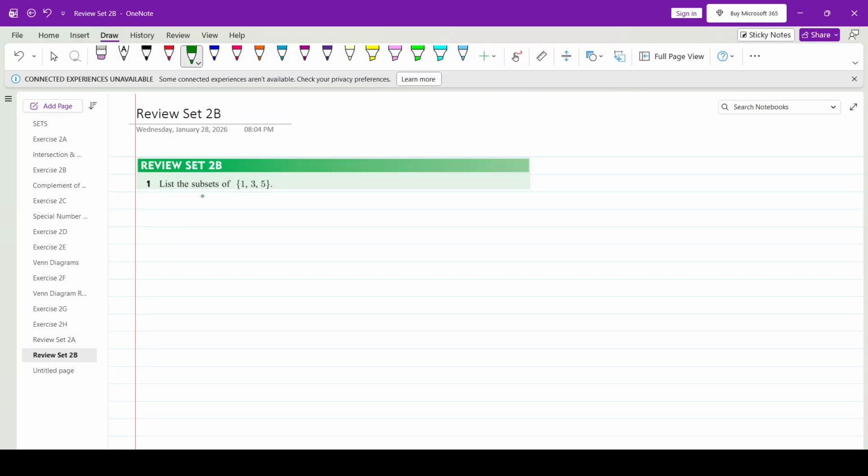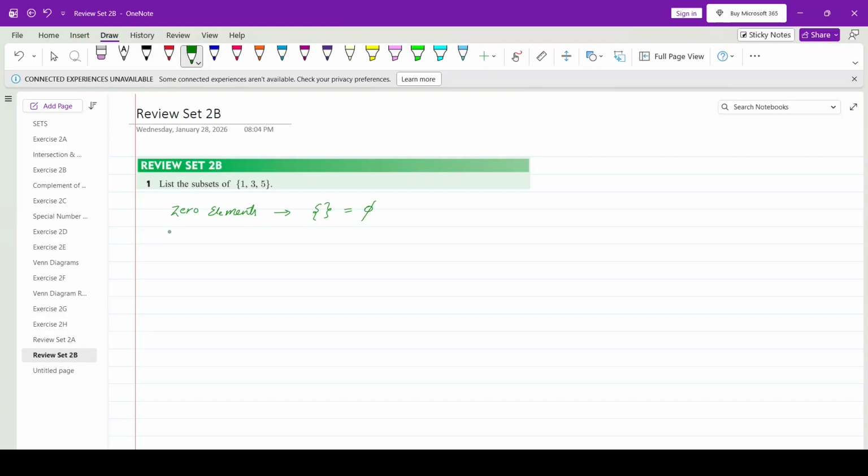Problem 1. List the subsets of this set. Now we know there are 3 elements in this set. So first we'll list all the subsets with 0 elements. So what will that subset be? An empty one, represented by this symbol.